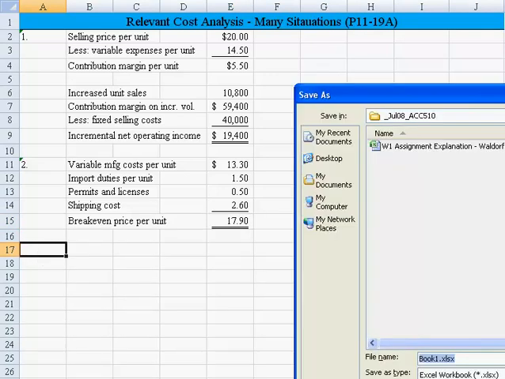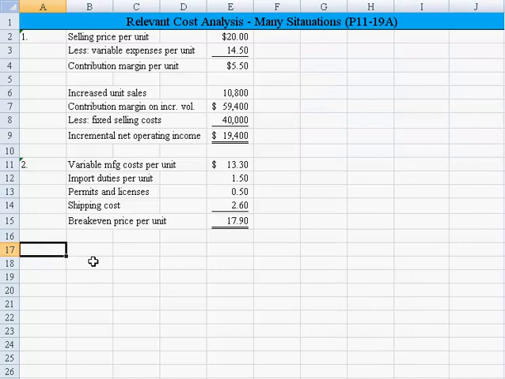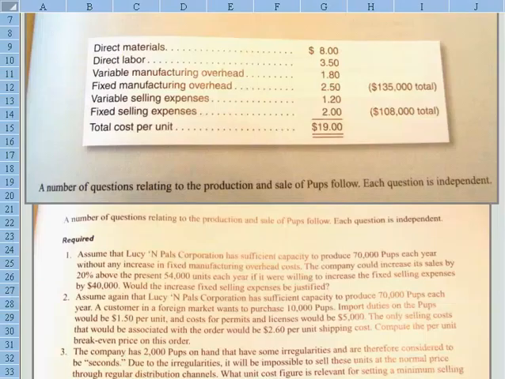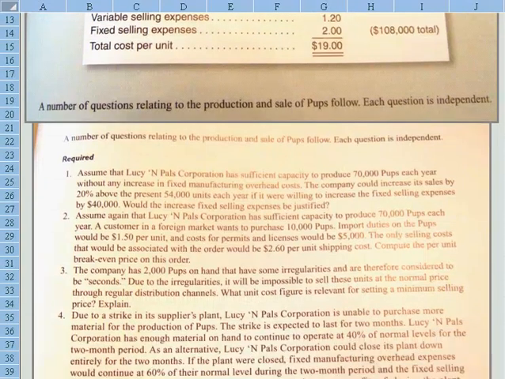Now let's look at number 3. We'll slide over again, take a look at number 3. Number 3 says the company has 2,000 pups on hand that have some irregularities. They're therefore considered to be seconds. Due to the irregularities, it'll be impossible to sell those units at the normal price through its regular distribution channels. What unit cost is relevant for setting a minimum selling price?